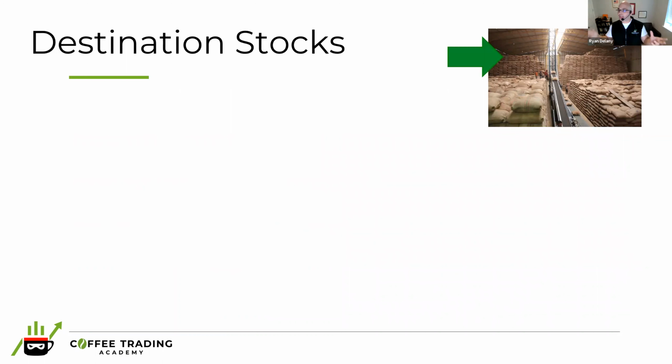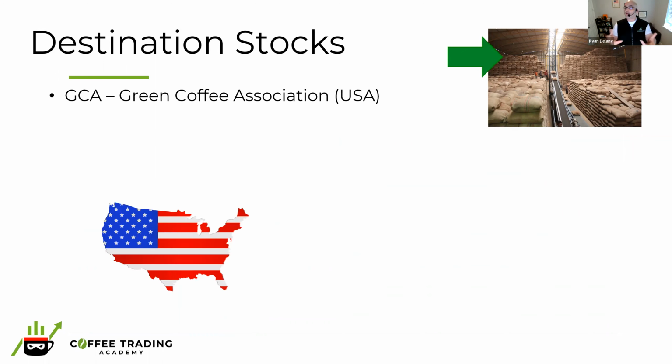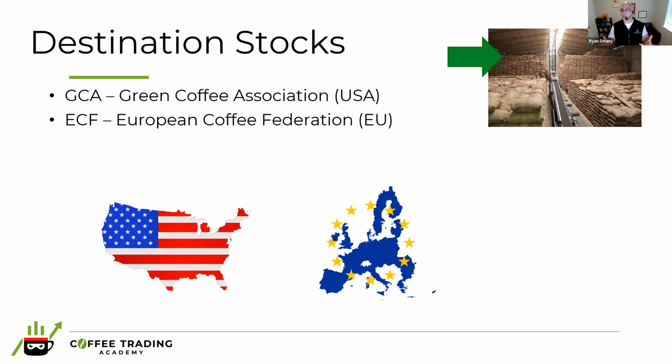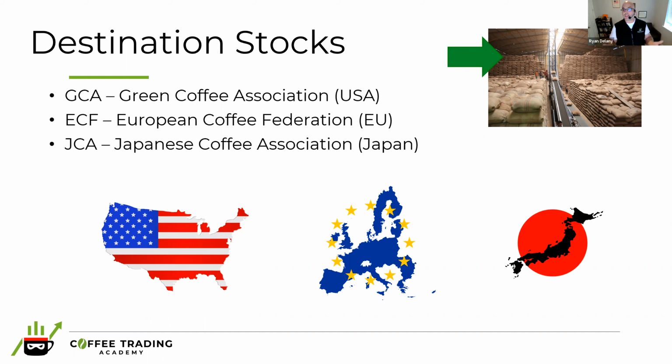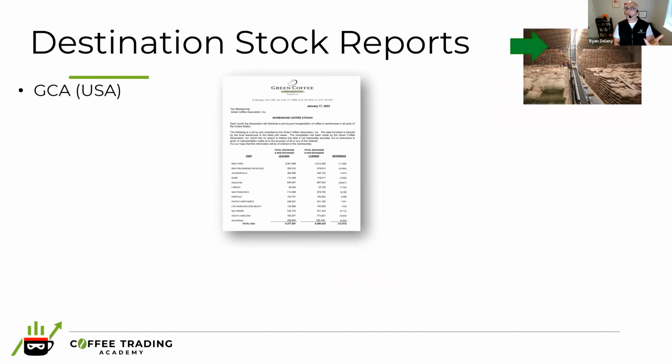Now we've got destination stocks and we've got the certified stocks. If you want to find this data yourself, there are several different organizations that supply it. We have the GCA in the US, that's the Green Coffee Association, they report stocks. We have the European Coffee Federation, they report European stocks. And then we have the AJCA, the All Japan Coffee Association, and they're also reporting stocks. If you download it from their website, this is what the GCA stock report looks like. It's reported in bags, and you can see here we have 2 months of data, right? The most recent month and the prior month, so we can tell the difference. That's good. And then we also have the ports where that inventory is located. And this comes out monthly, like clockwork, on the 15th of the month, usually around 3:30 p.m.